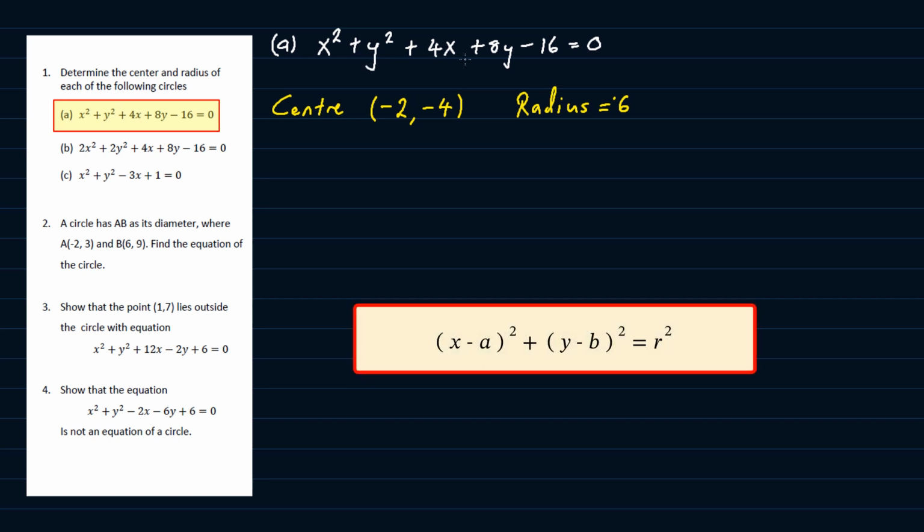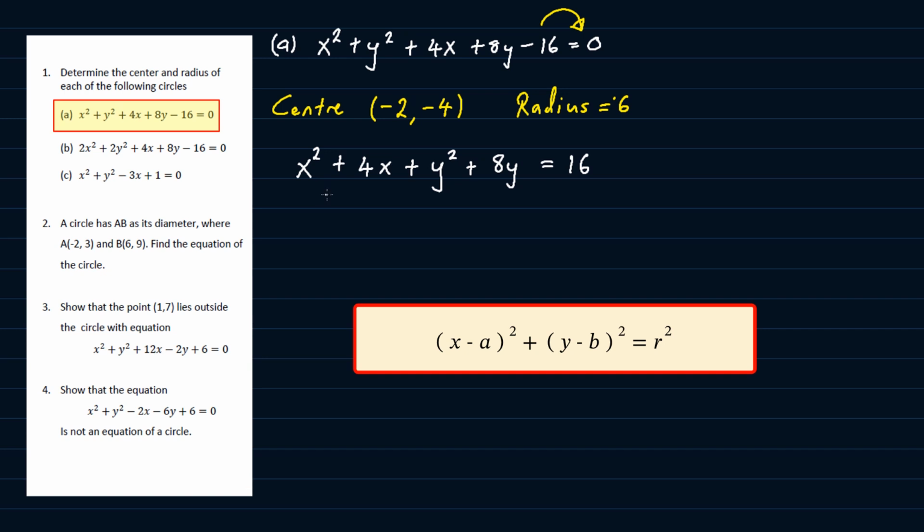So I'm going to rearrange here. So the x terms, I have x squared plus 4x. And for the y terms, I have y squared plus 8y. And that's minus 16. I'll take minus 16 to the right hand side. So I'll now be having equal to positive 16. I'll just add it to both sides.